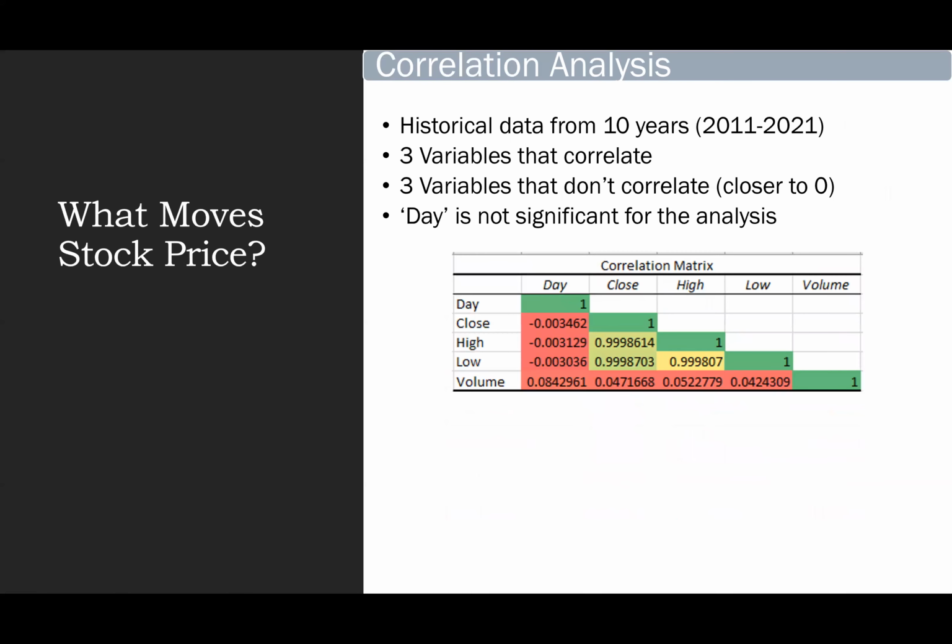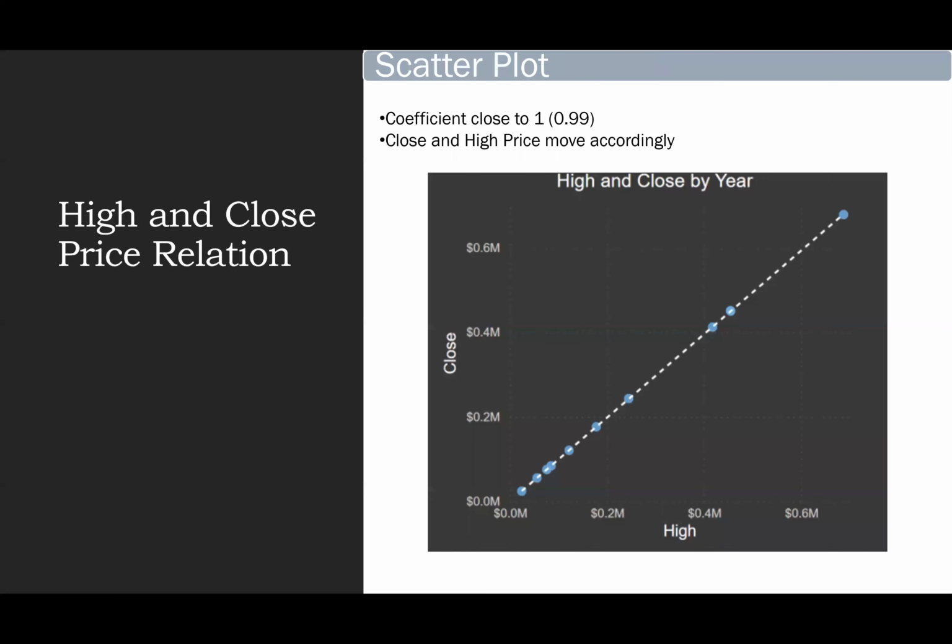For this, it's important to understand what moves the stock price, and what was performed here is a correlation analysis with historical data from 10 years. Three variables correlate while other variables don't correlate and are closer to zero, meaning that they don't have a positive or a negative relationship. Day is not significant for the analysis, but it is important to understand how the relationships of every one of these variables work, and this is what we'll see in the next scatter plots.